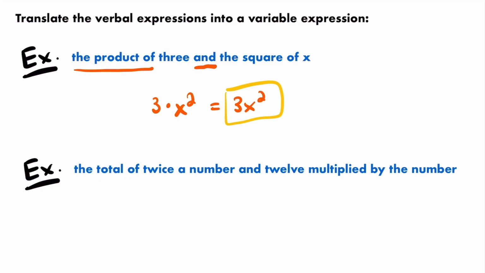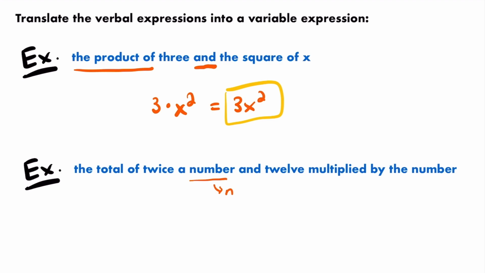Then going down here, things are getting a little bit more complicated. We have the total of twice a number and 12 multiplied by the number. All right, so now we're going back to not knowing what our variable is. We have to assign a variable to our unknown number. Right up here, we were given that it is x, but in this case, we're just referring to it as a number, right? The total of twice a number and 12 multiplied by the number. So in this case, I'm going to assign the variable of n to that number. So let that be n.